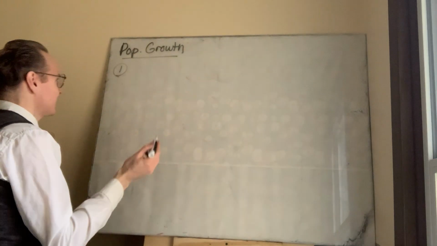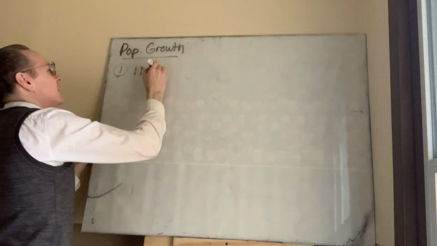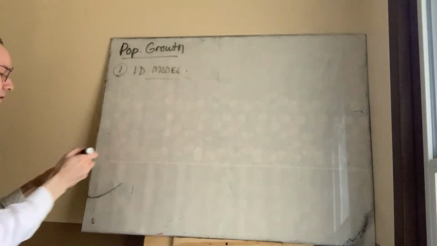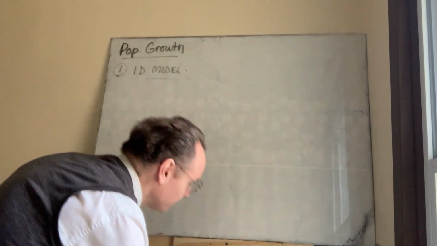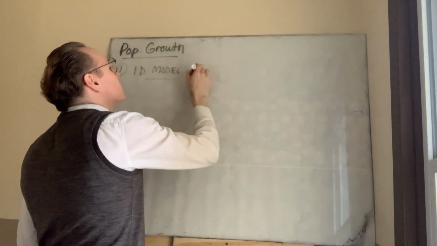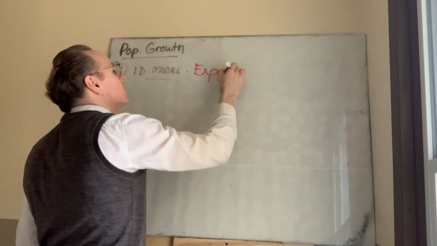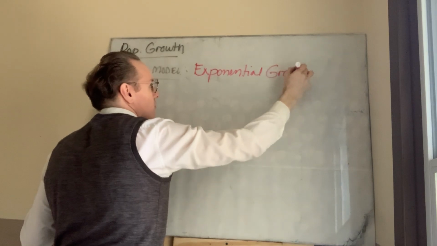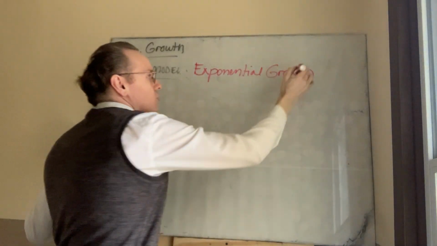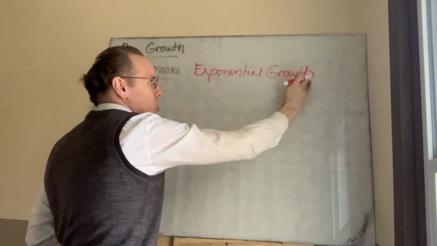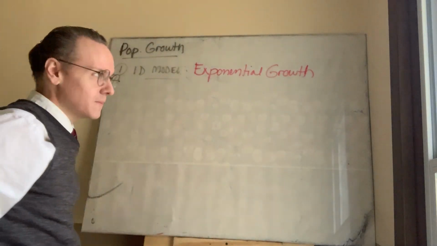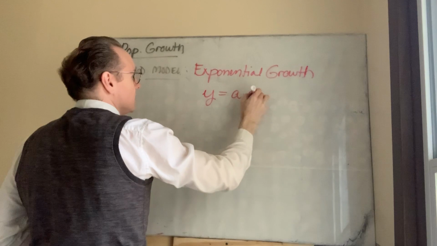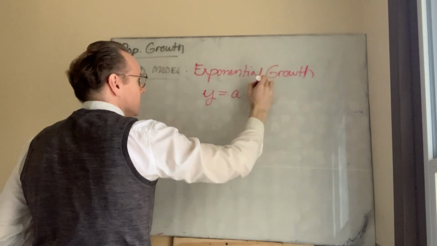Identify the model. It is appropriately exponential growth for population growth, because usually organisms grow. They can unfortunately be killed off, that would be decay. But here's the model: y equals a times e to the bx.